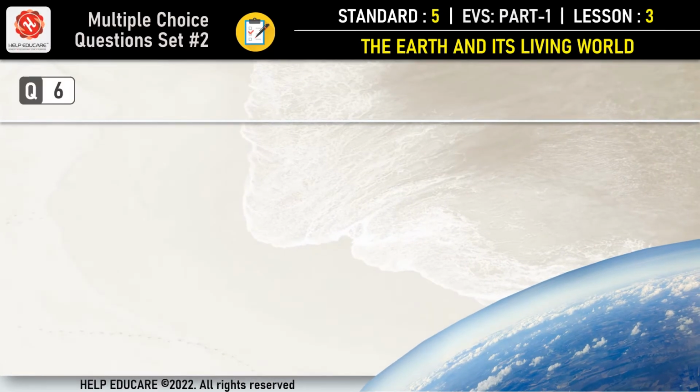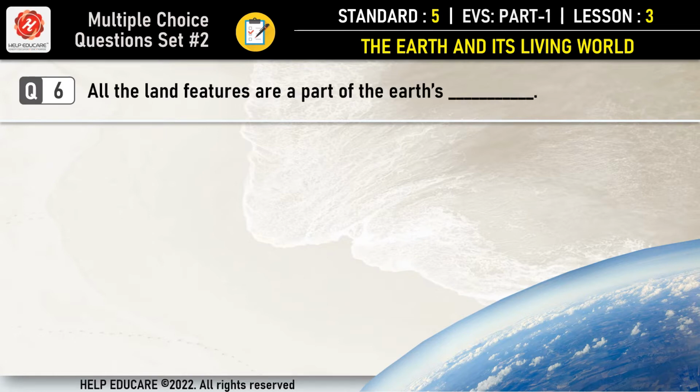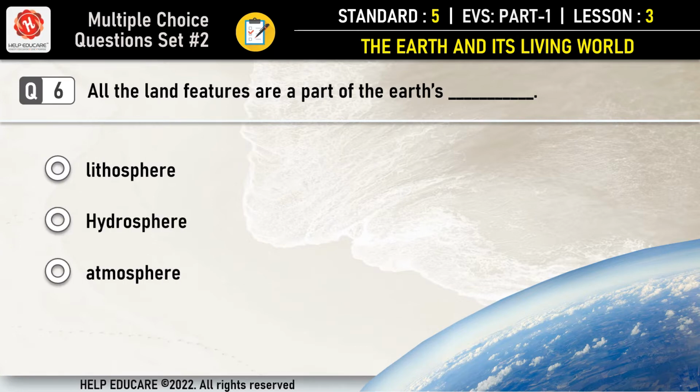Question number 6. All the land features are a part of the Earth's dash. First option, lithosphere. Second option, hydrosphere. Third option, atmosphere.